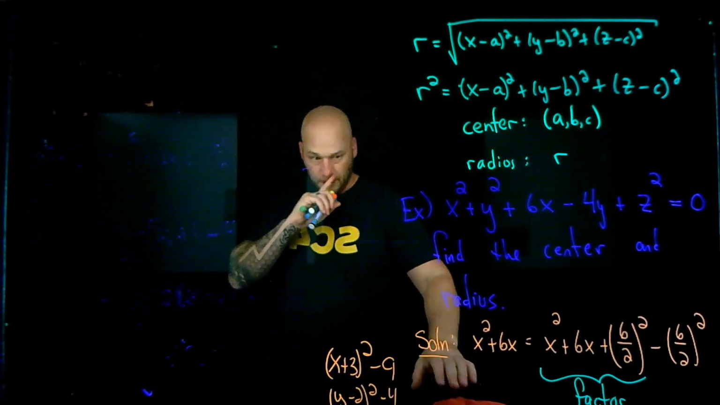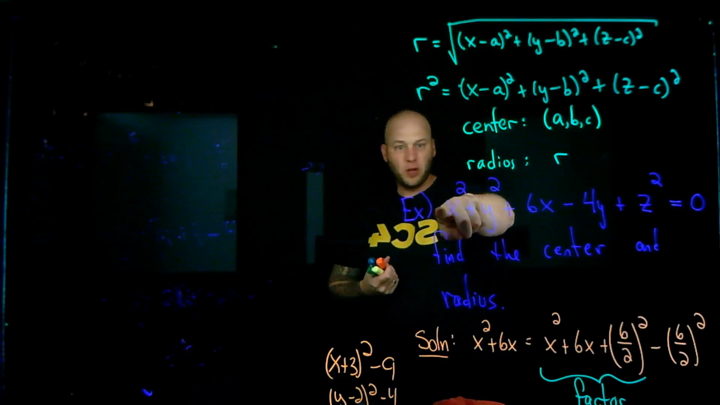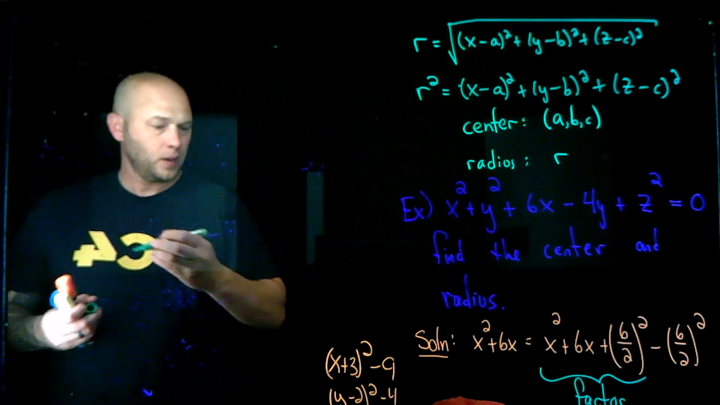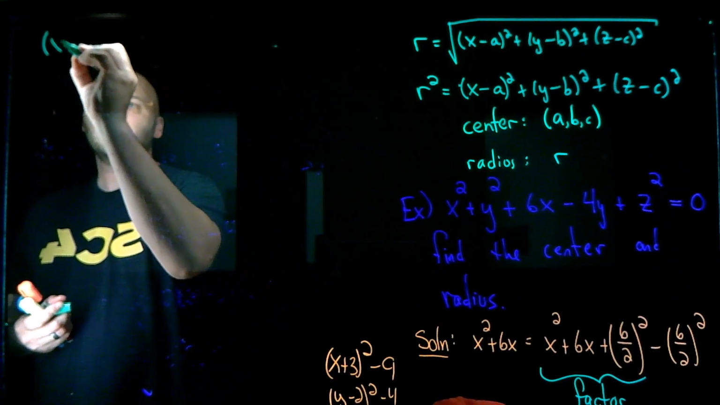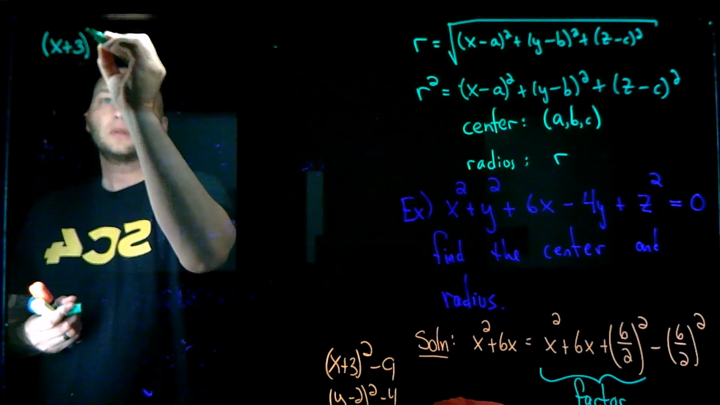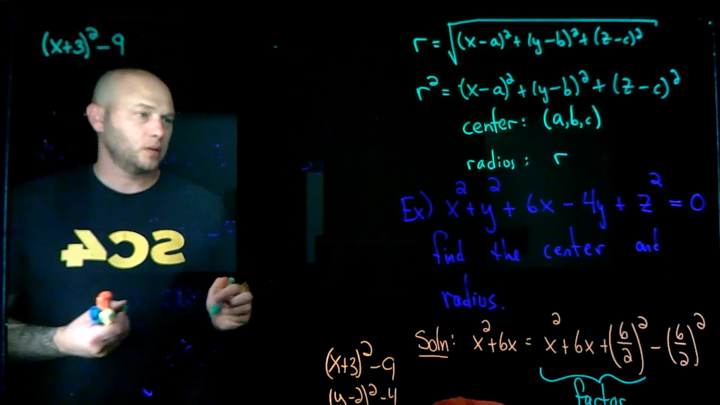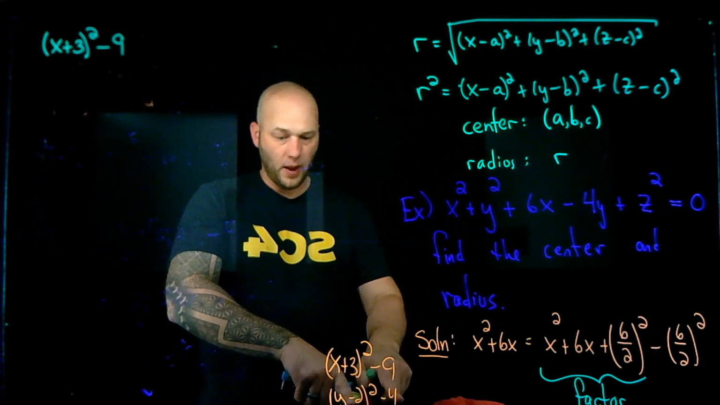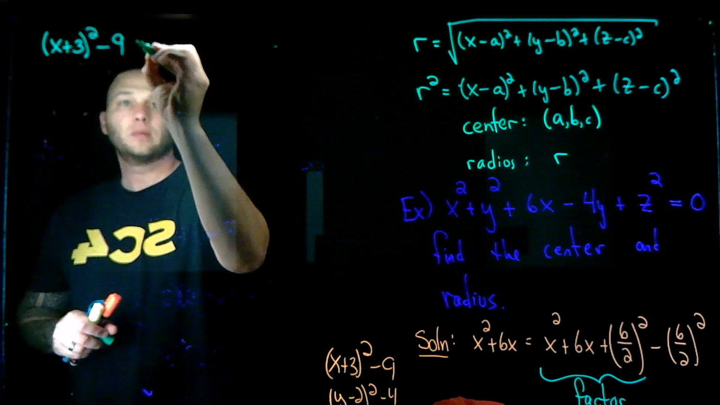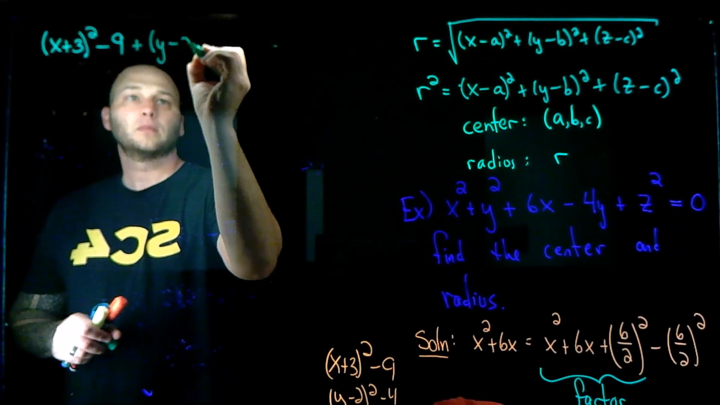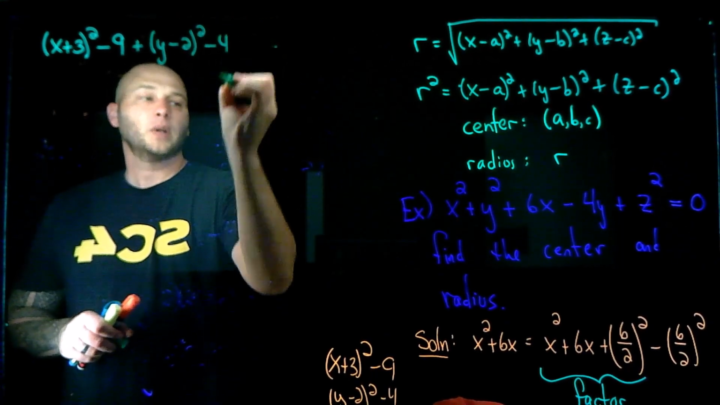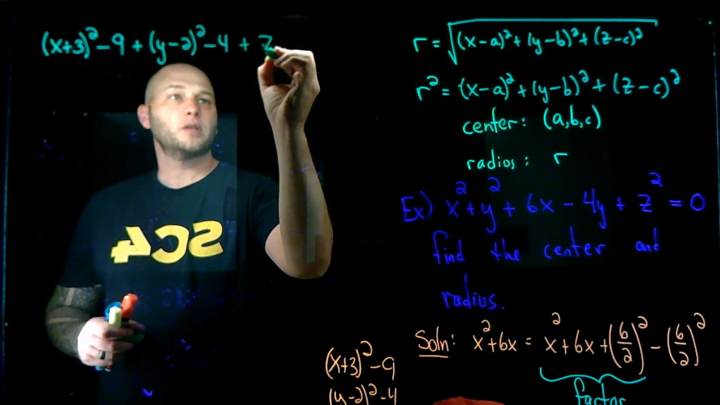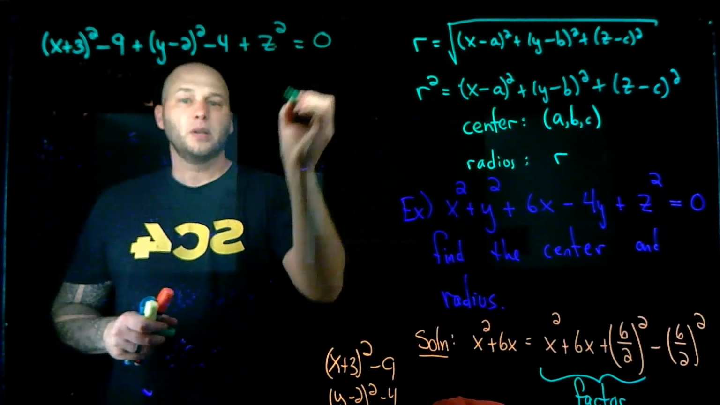Okay. Now, the original equation was right here, and when I replace those terms, I'm going to get the following. x plus 3 squared minus 9. So that replaces those 2 x terms. Replace the 2 y terms with the y minus 2 squared minus 4. And then I had that one z term, and it was just z squared, so I can use just z squared is equal to 0.